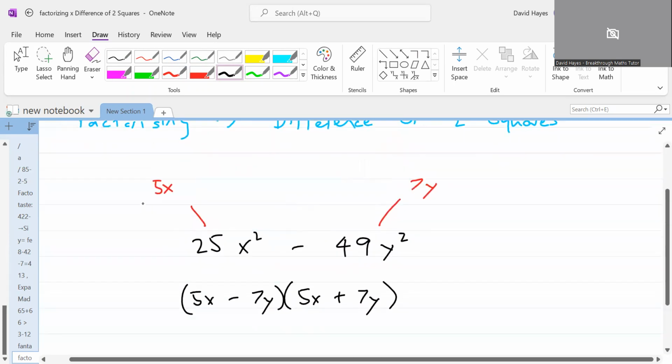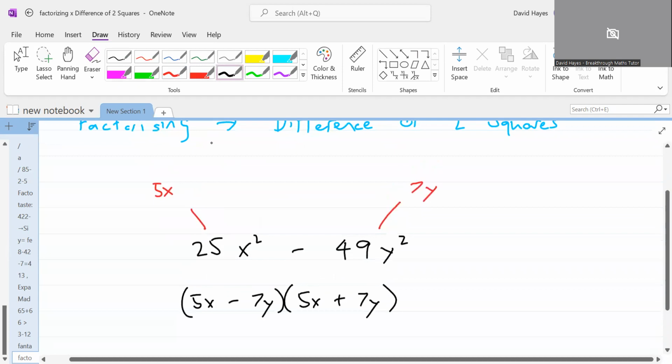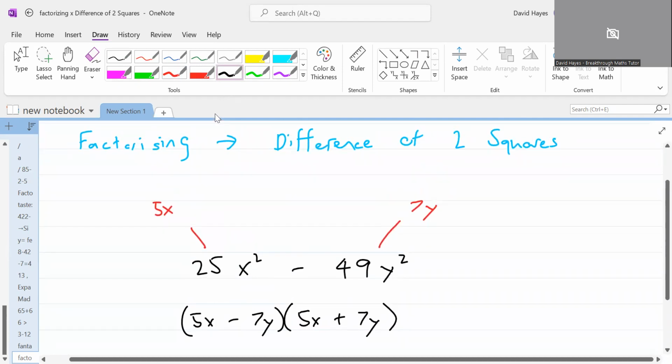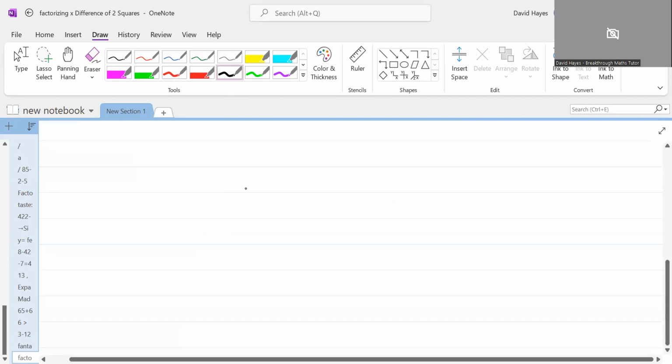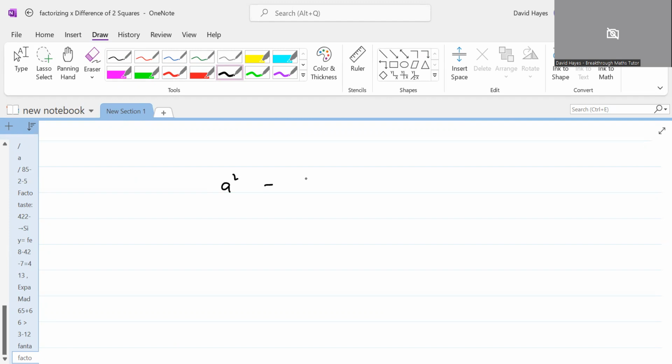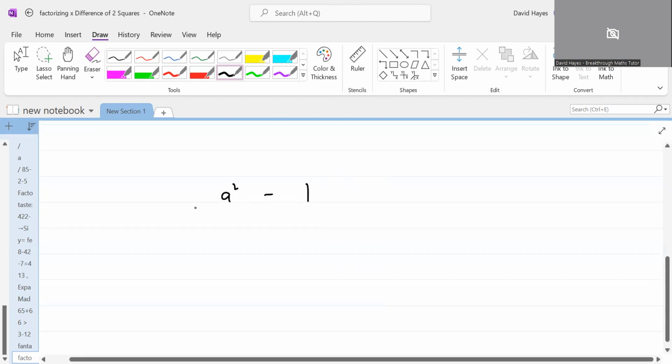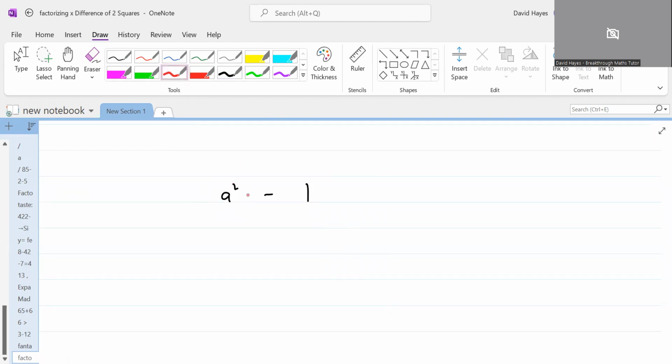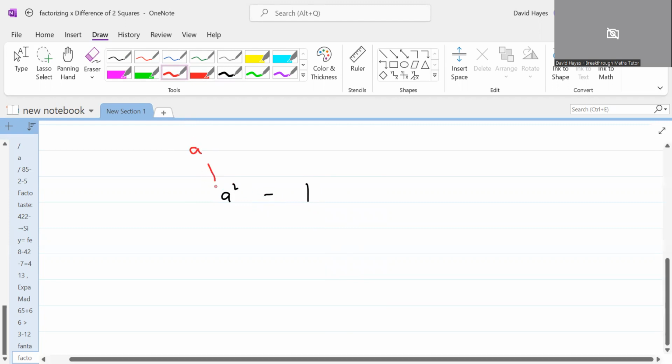And yeah, that's pretty much how you do all these. The only trick sometimes is it can be hard to spot something like this. So you never know, I might give you something like a squared minus one. And it mightn't immediately click that that is the difference of two squares. But as we've seen, we have two terms, we have a minus in between them. This is the square of a, a by a is a squared, and one is actually just the square of one. One by one is one.